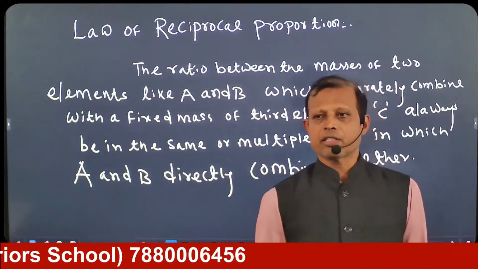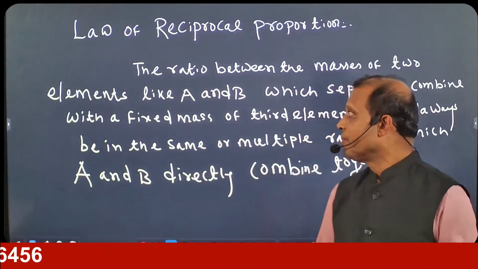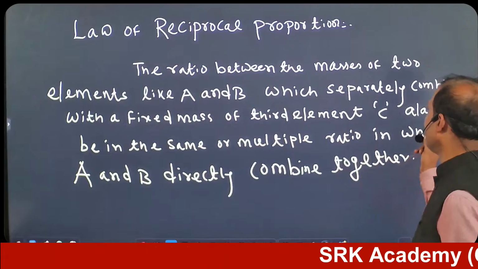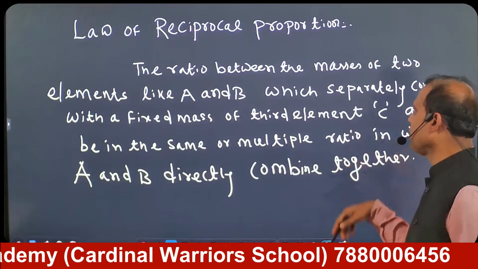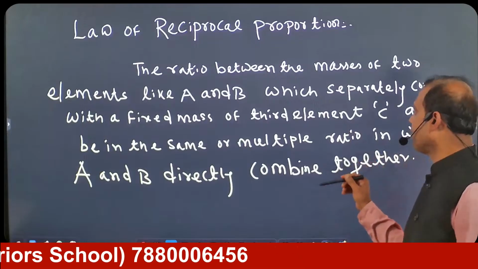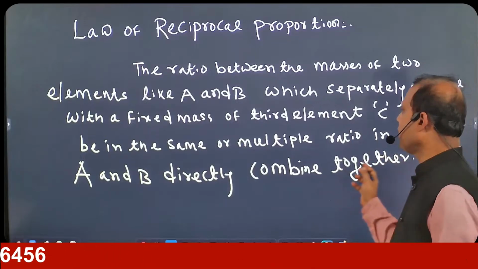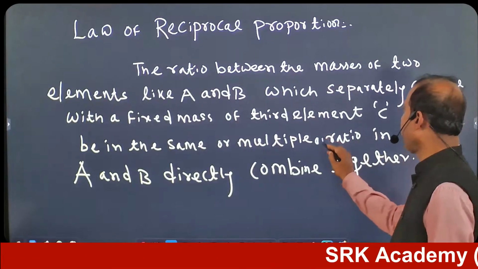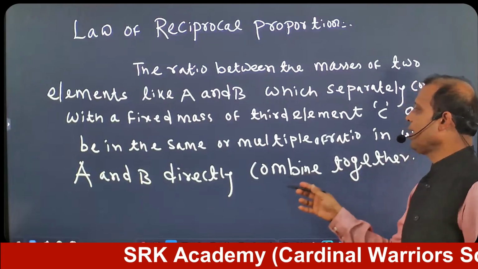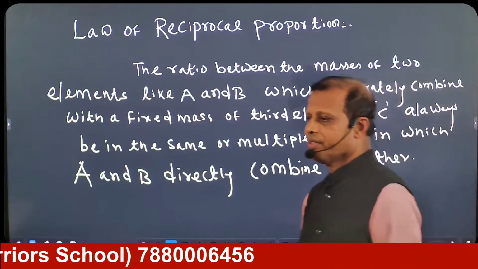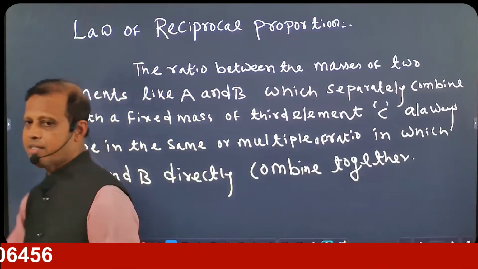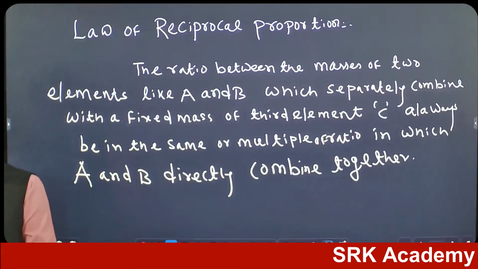The ratio between the masses of two elements A and B, which separately combine with a fixed mass of a third element C, always be in the same or multiple ratio in which A and B directly combine together. So what does it mean? To explain this, I am taking the help of an example.